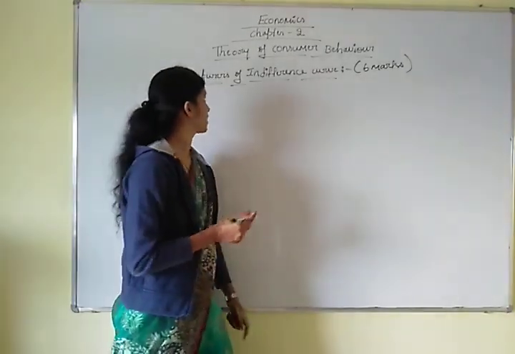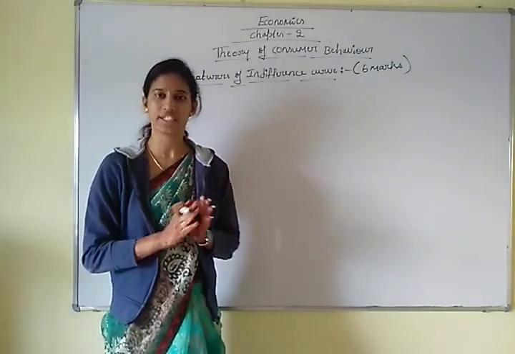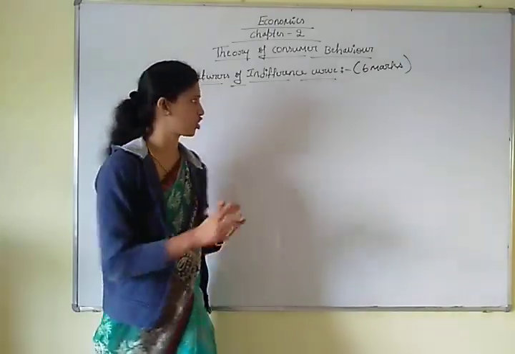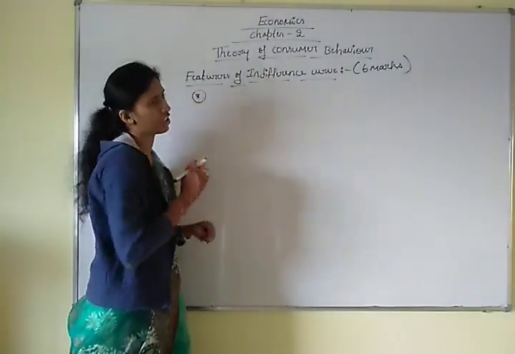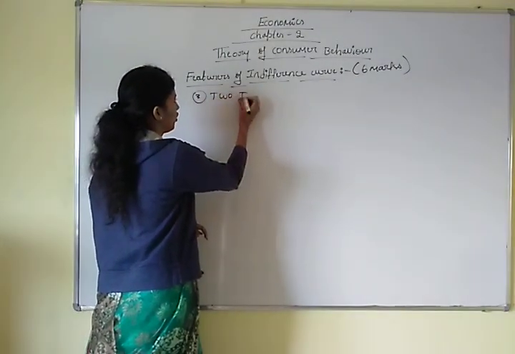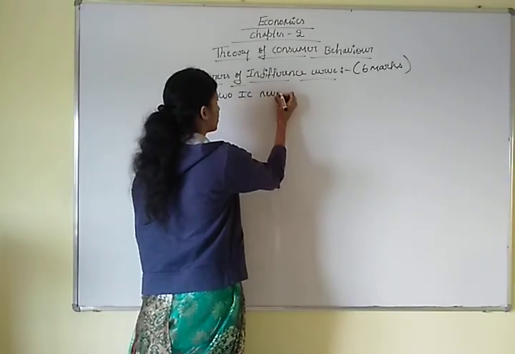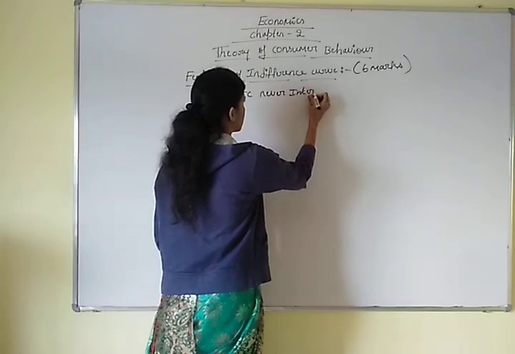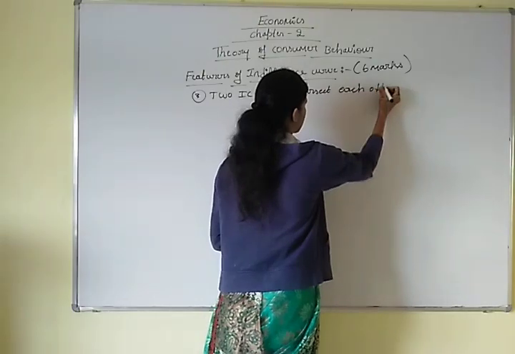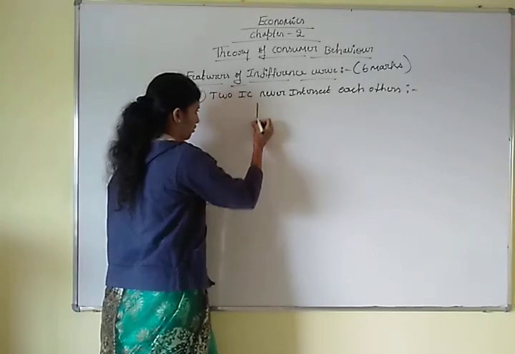Okay. Next, the third important feature is: two indifference curves never intersect each other. It's very important. Two indifference curves never intersect each other. The third important feature or property of indifference curve is that two indifference curves never intersect each other. First I draw the diagram.